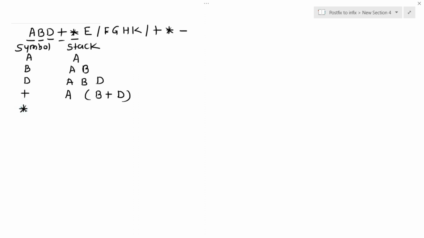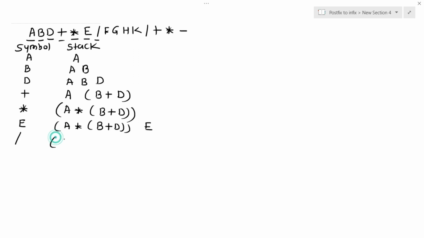Now the next one is multiplication. So we have only two operands. One is A and second one is B plus D. So here write down A multiplied by B plus D. Keep it inside the bracket. The next one is E. So here we have as it is A multiplication B plus D and the second operand is E. The next symbol is division. So here we have A into B plus D division E. So again we are going to keep it inside the bracket.